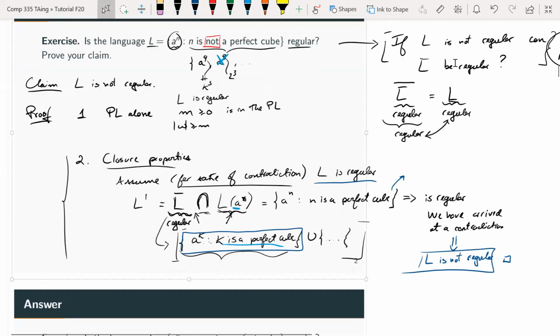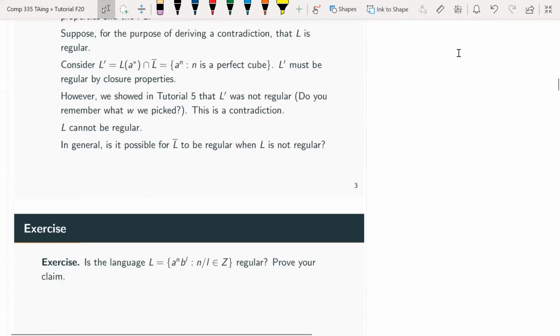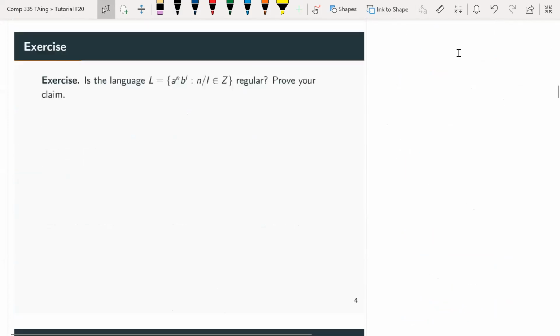If it's not, you can always shoot us an email, and we'll be happy to re-explain or explain further. All right, so the next question here is another, is it regular or not?